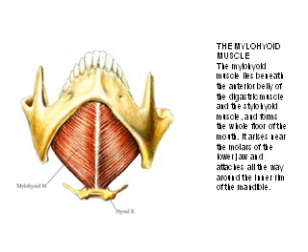Mylohyoid muscle. The mylohyoid muscle lies beneath the anterior belly of digastric muscle and the stylohyoid muscle. It forms the whole of the floor of the mouth. It arises near the molars of the lower jaw and attaches all the way around the inner rim of the mandible.